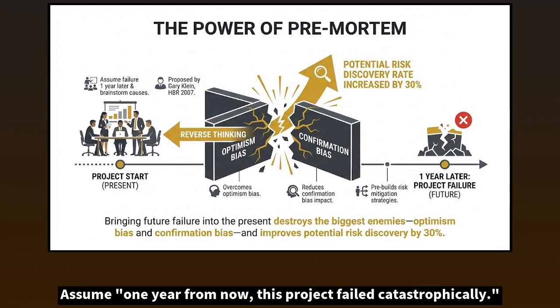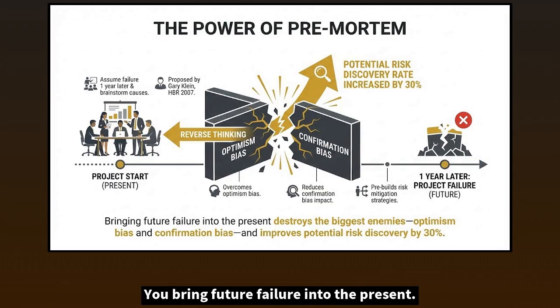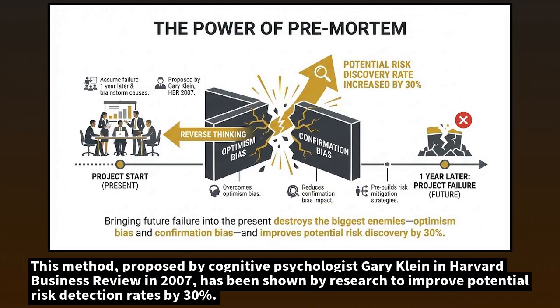Assume 1 year from now, this project failed catastrophically. You bring future failure into the present. This reverse thinking resets brain biases. This method, proposed by cognitive psychologist Gary Klein in Harvard Business Review in 2007, has been shown by research to improve potential risk detection rates by 30%.